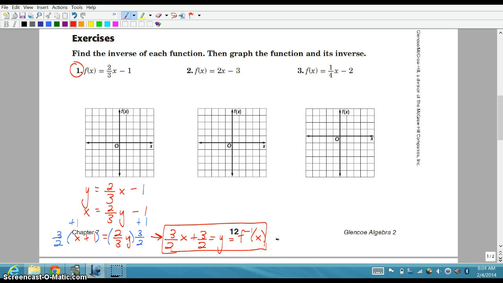So it does say graph, so let's graph the first function. f of x equals 2/3 x minus 1. So that will have a y-intercept of -1. Slope is 2/3, so up 2, right 3 puts me here. And I can graph that line.